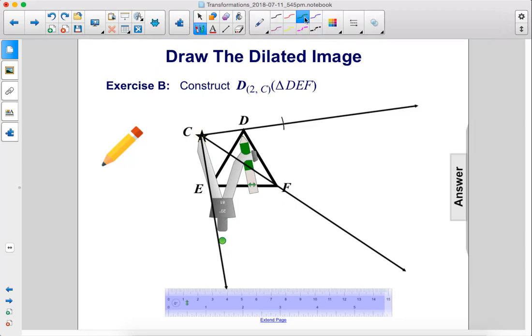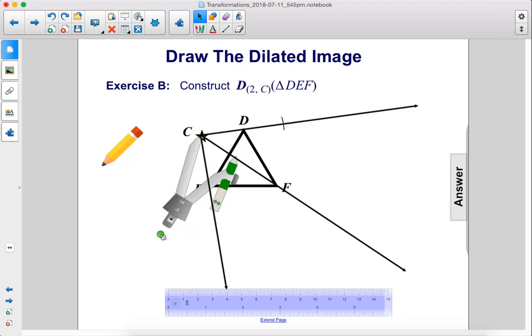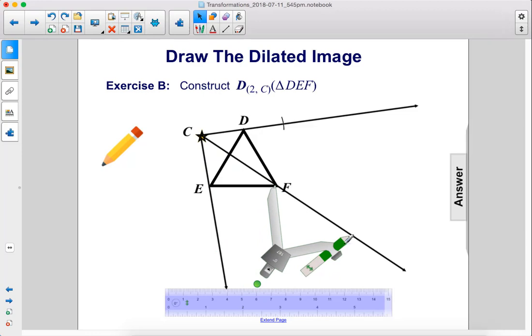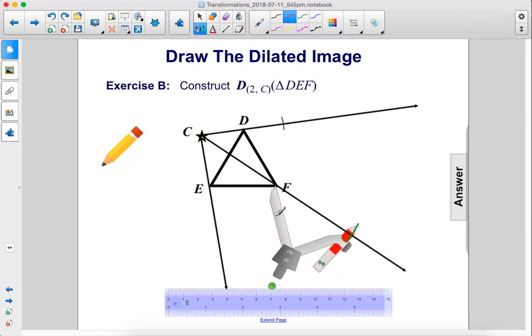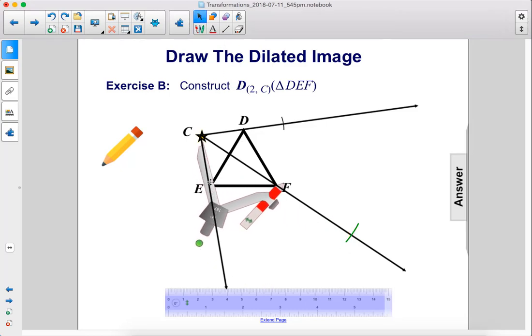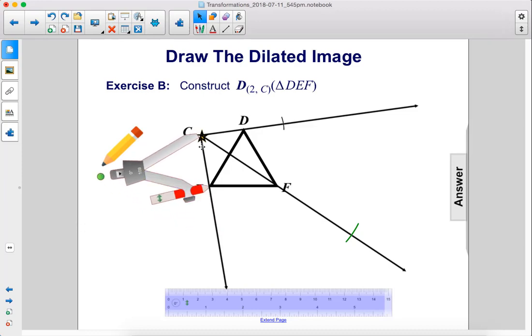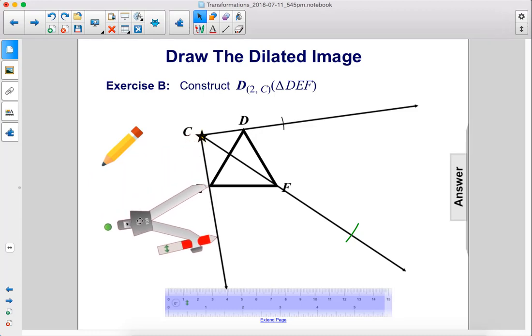Let's change colors. All right. Now we're going to point it towards F. We'll stretch it to F like that. And now we pick it up, move it to F, and we'll draw an arc right there. Now we'll change colors again. We're going to pick this up, move it to C, rotate it around to E, then bring it in a bit. All right, now we have the right distance. We'll pick this up, move it to E, draw an arc.